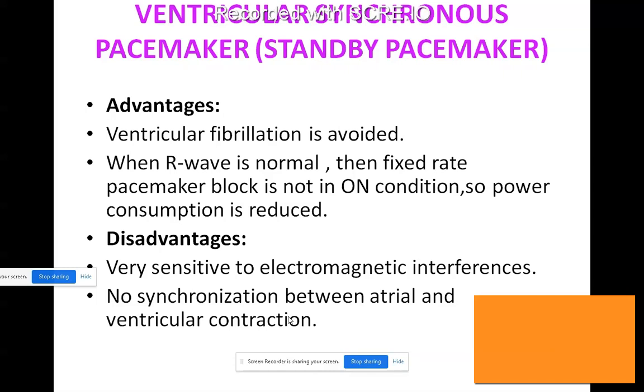Then the disadvantages: here the pacemaker is very sensitive to EMI interference, so detection of EMI signals will be more. And then synchronization between atrial and ventricular contraction fails. There is no synchronization between atrial and ventricular contraction. These are the two disadvantages.